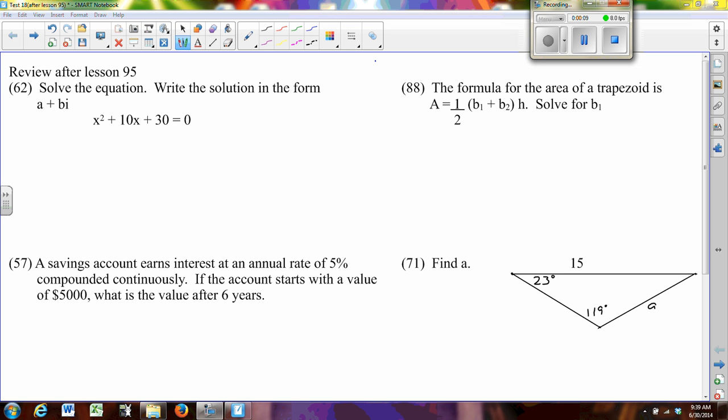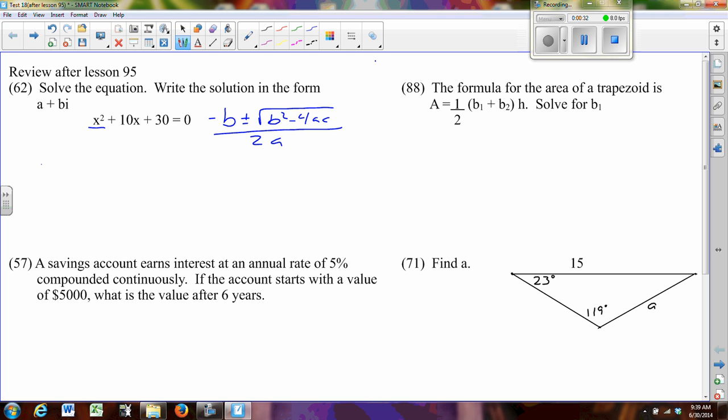This first problem comes from lesson 62. Solve the equation. Right away I see that it is a quadratic. A quadratic equation, we have three ways to solve it. We can factor it, we can solve it using the quadratic formula, or we can graph it. This one is easiest using the quadratic formula.